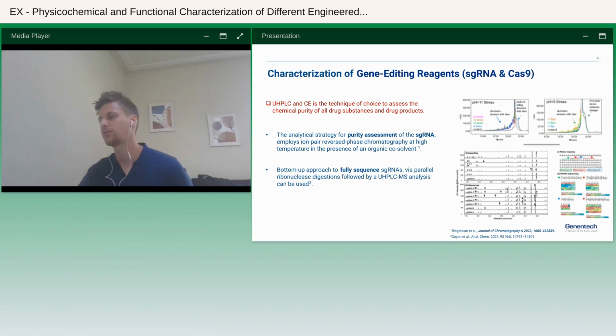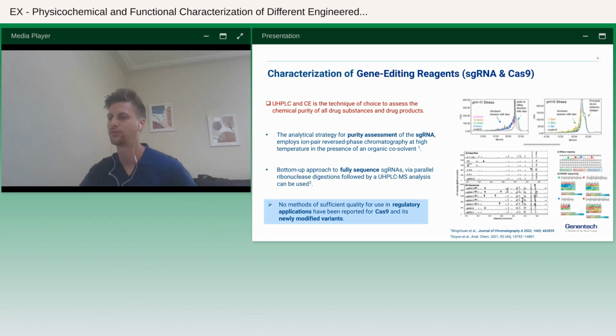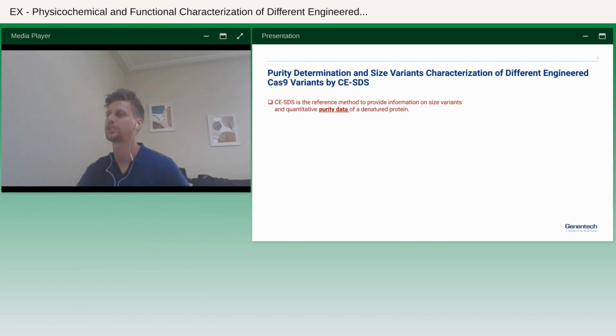So then I want to discuss more about Cas9, because so far we don't have any method of sufficient quality for use in regulatory application, and especially for the newly modified variants. So at Genentech, our strategy is, first of all, to determine the purity data. We suggest to use the CSDS method.